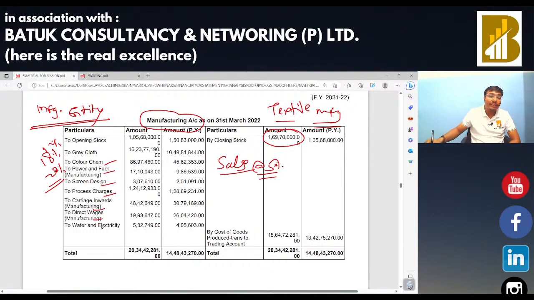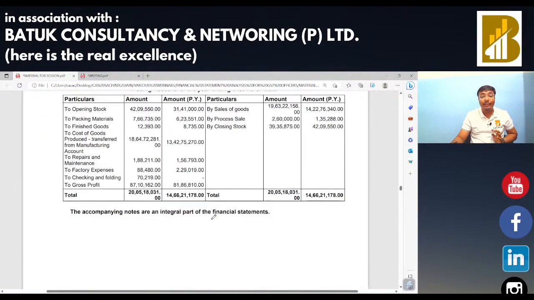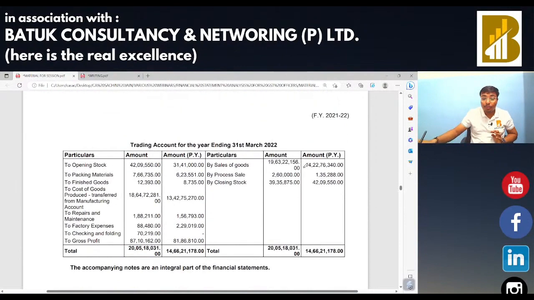Carriage inward, manufacturing direct wages no GST, water and electricity no GST, question. So by analyzing that manufacturing account we got that one idea only, that the case is related to the refund and we need to check the same. Okay sir, now when we are going to check the trading account, there is a process sales, in that case we need to check that GST has already been paid on that process sales or not.